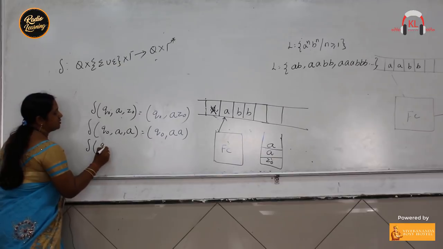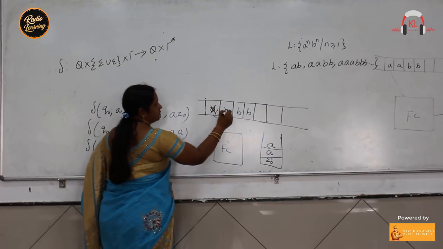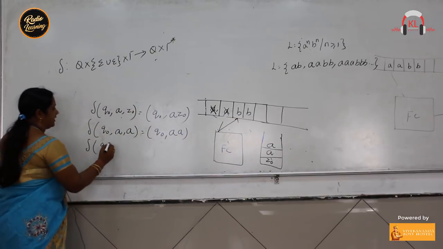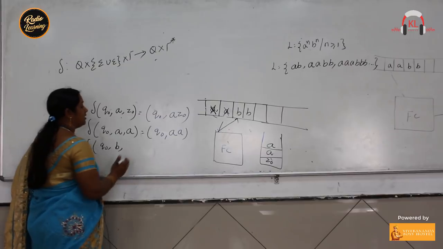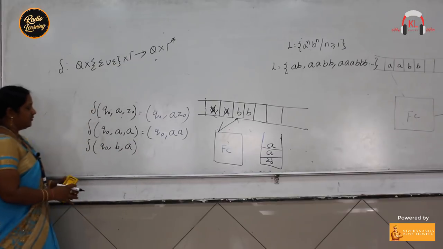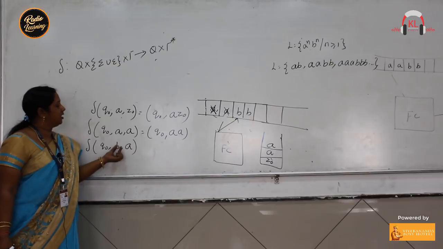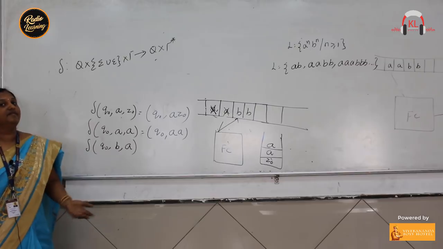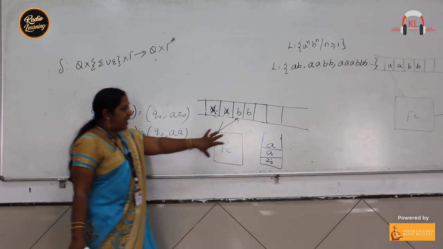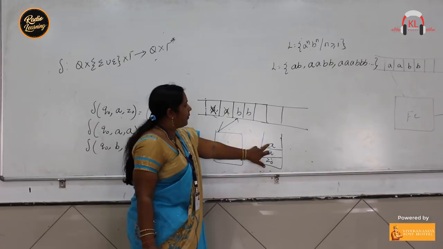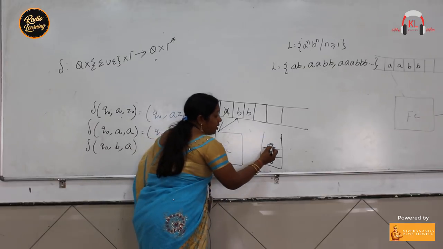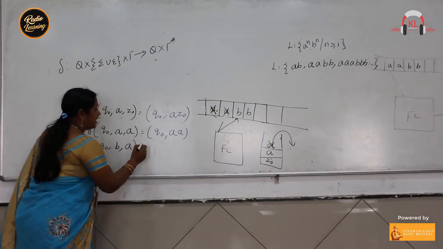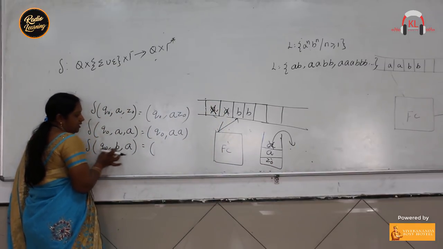Delta Q naught. Now this A is also over. My finite control unit is pointing to B. Now my input is B, and the top of the stack here is A. So whenever I read the input symbol B and the top of the stack is A, I would like to pop from the stack. So I am popping an element from the stack. Whenever you pop an element, the top of the stack is A, and it should be popped. What is the indication of pop here? Now I am popping the top of the stack.